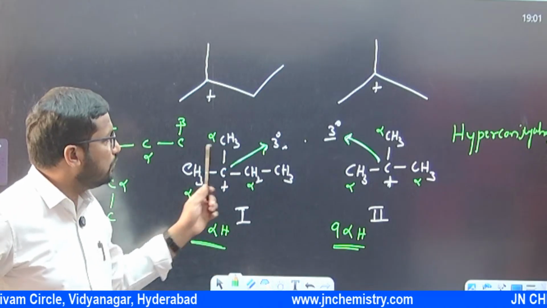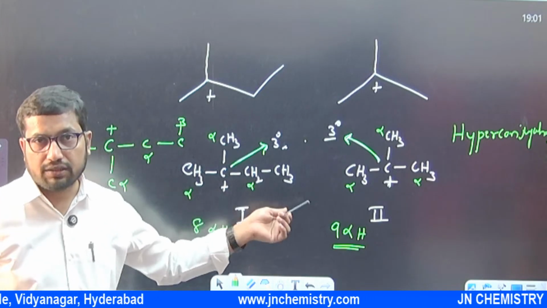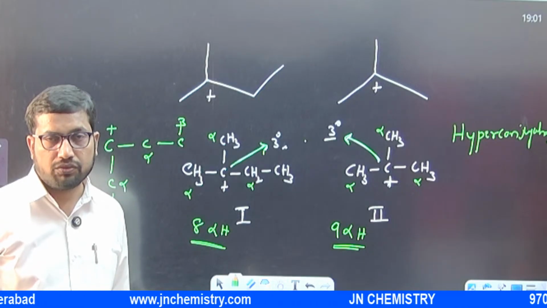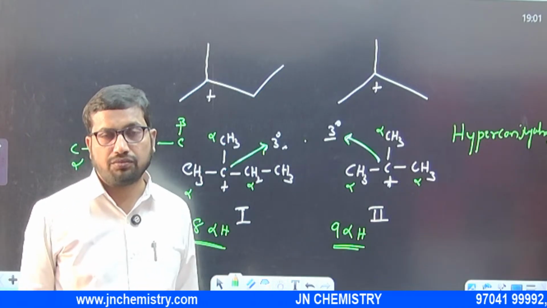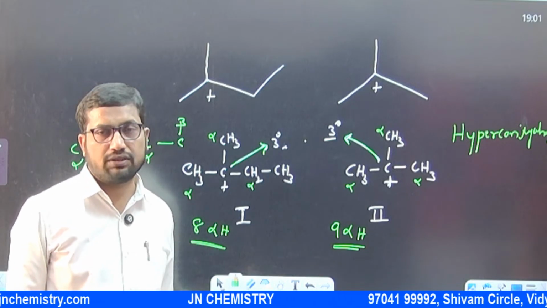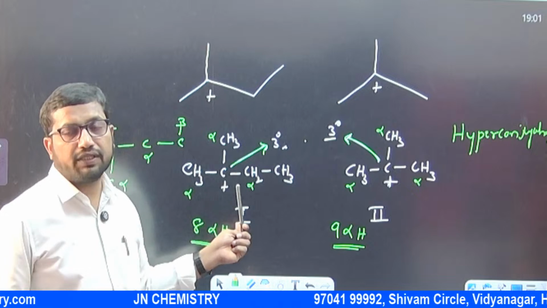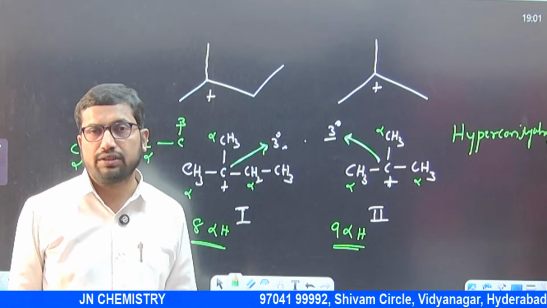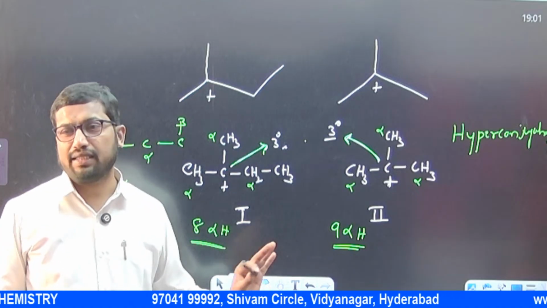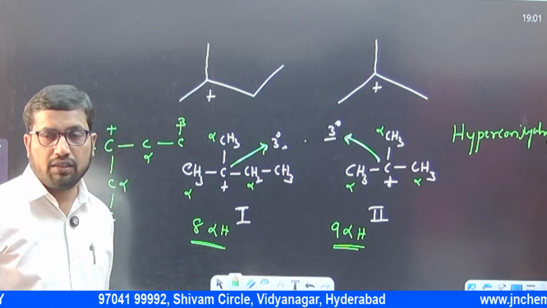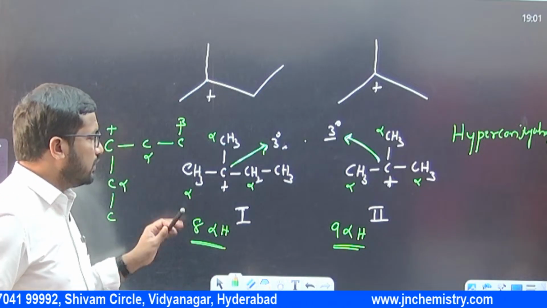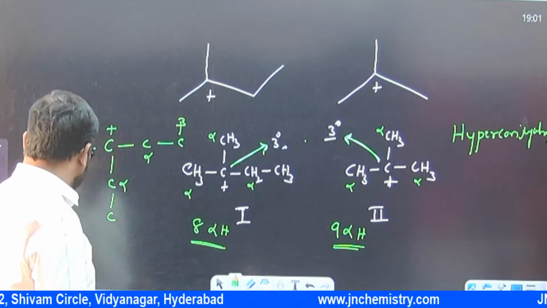Got it? Sometimes both are 3 degree. If someone asks which is more stable, what do we need to do? We need to cross-check with alpha hydrogens. If more alpha hydrogens, the compound is more stable. So no need of bulkiness, we won't see anything else. Then afterwards, something is there in resonance. I'll tell you in the next step. Is it clear, everyone? Now I'll give you one more question.